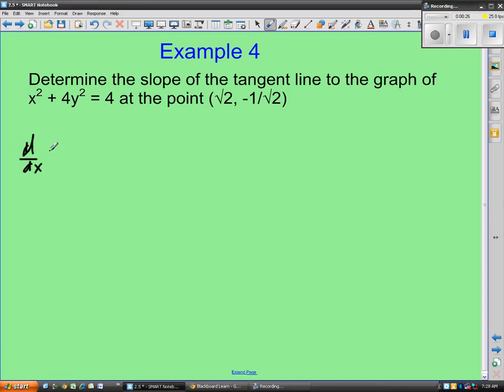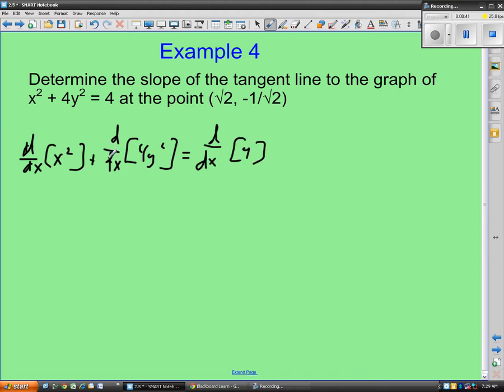So remember, I'm thinking d/dx, the differentiation in terms of x of x squared plus the differentiation in terms of x of 4y squared equals the differentiation in terms of x of 4. Remember, if the bottoms don't match, then that's where we have to do our implicit differentiation.